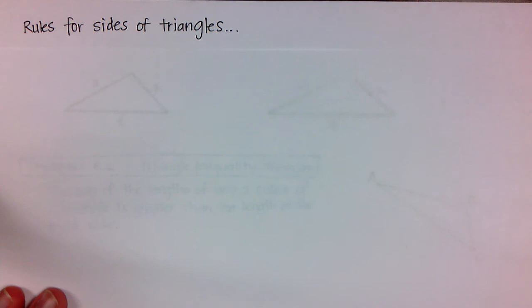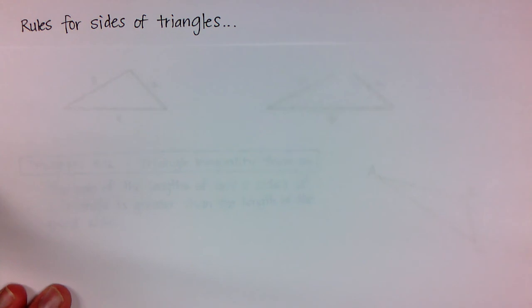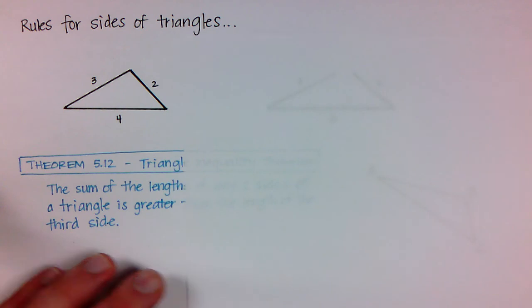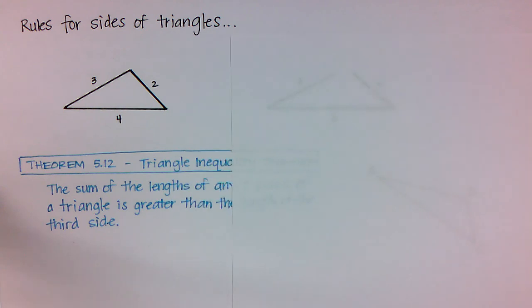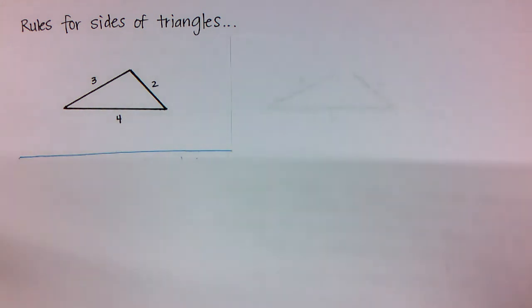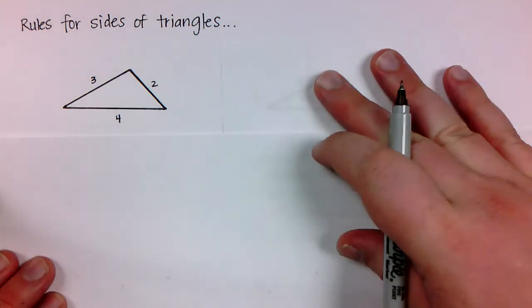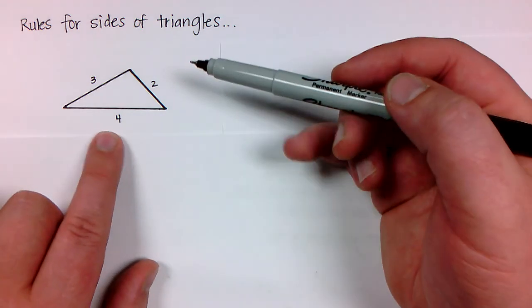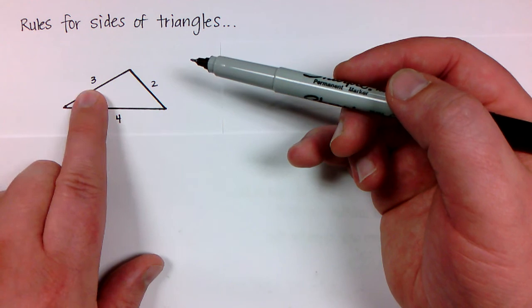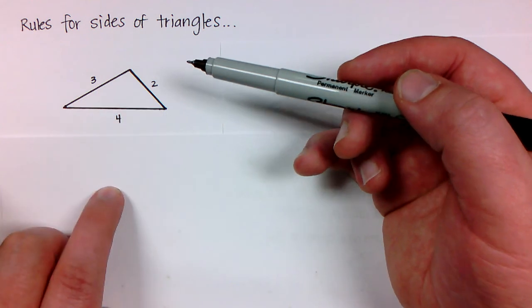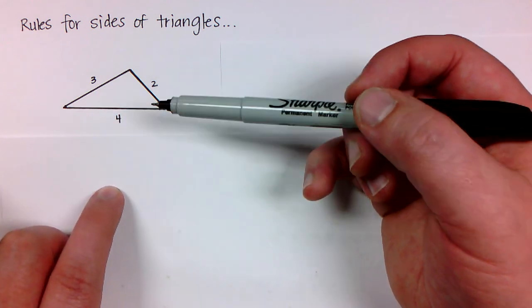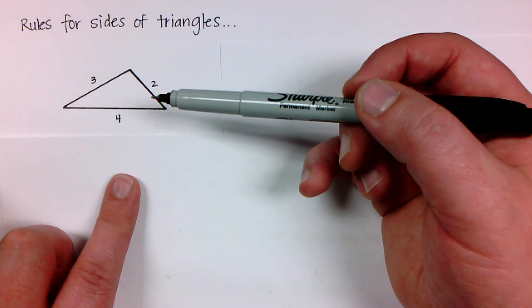So moving on, there are different rules for the sides of triangles. I've drawn a triangle right here, and let me cover this up as well. You don't need to read that yet. I've drawn a triangle, and I've labeled the sides. I measured them. This was 4, and this was 3, and this was 2. Would I be able to draw a triangle with any measurements that I'm given?